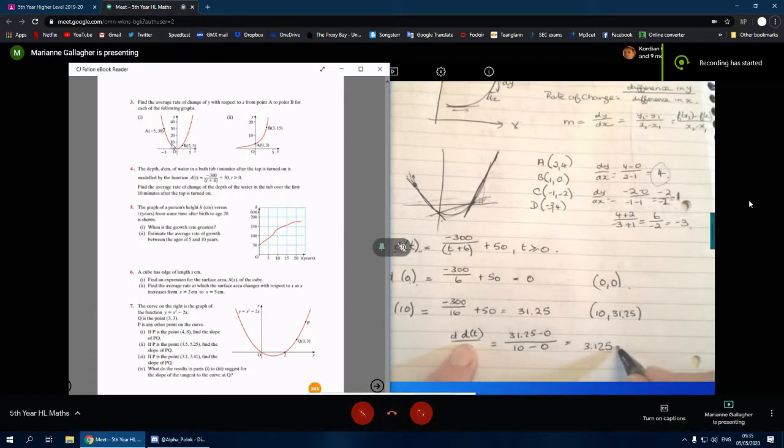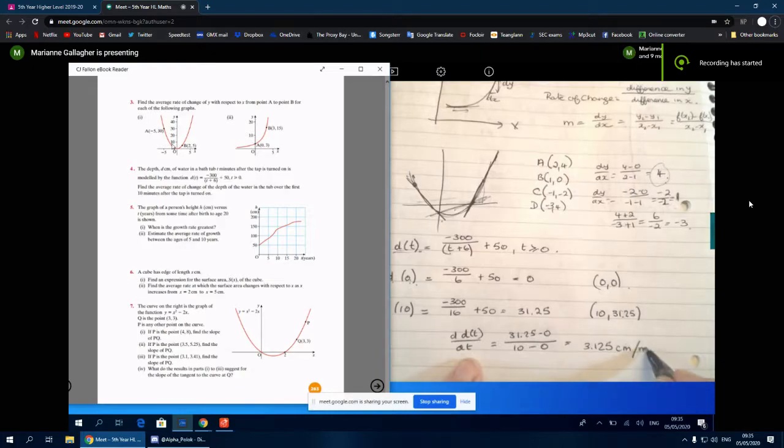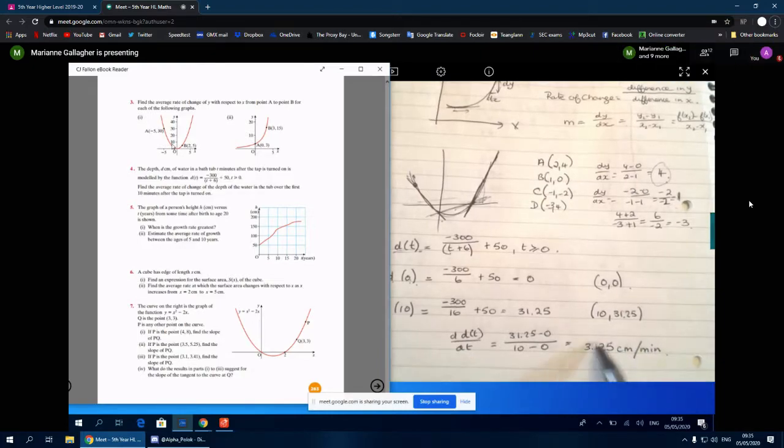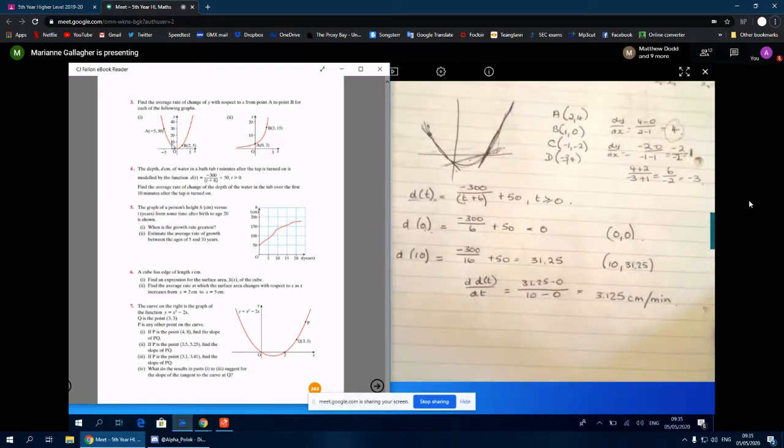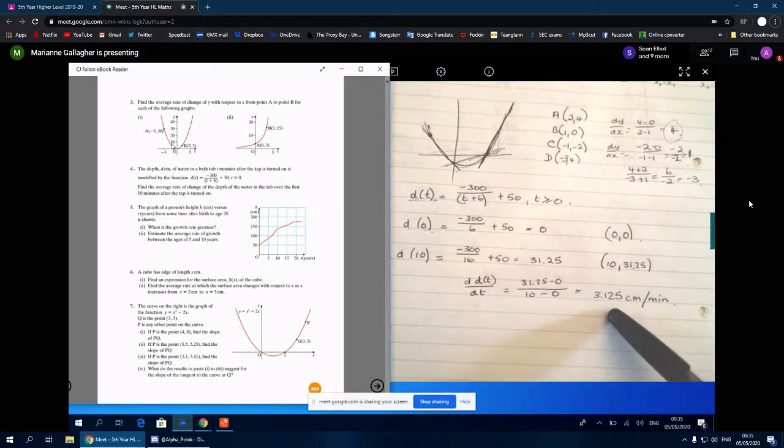It says D centimeters, so that's centimeters per time, which is measured in minutes. So on average, it was going 3.125 centimeters per minute. Okay, so you're looking for the rate. How quickly is it happening? Not just what's the change, it's the rate of change. How fast is it happening? Does that make sense?